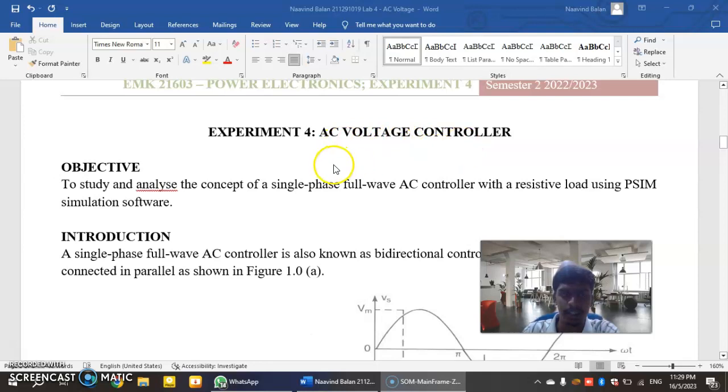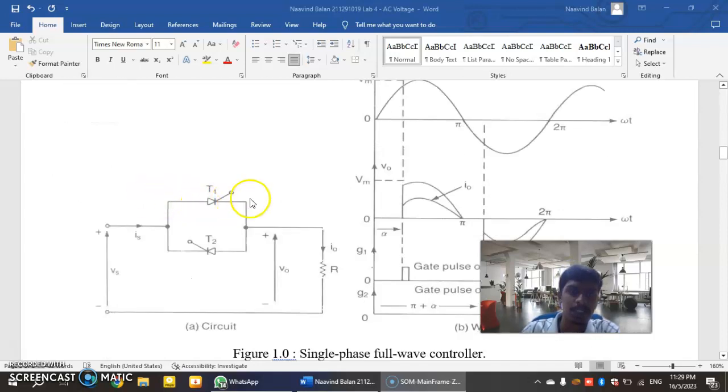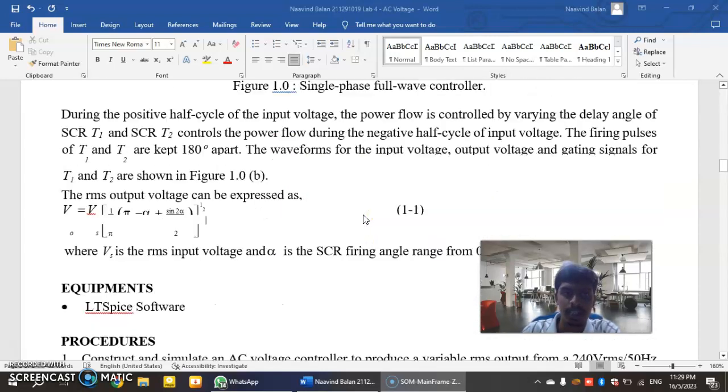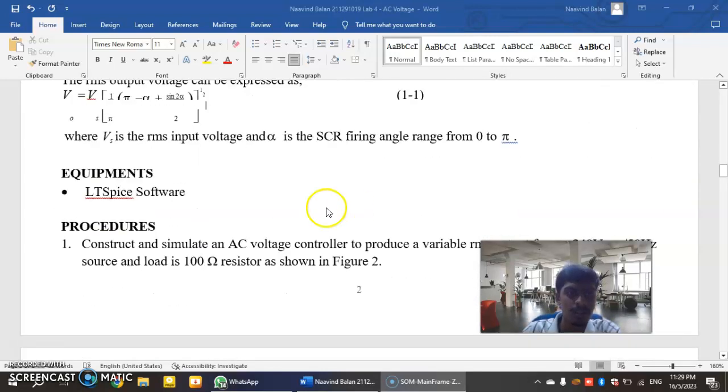In the AC voltage controller, the objective of this lab is to study and analyze the concept of a single phase full wave AC controller with a resistive load using PSIM simulation software. So this is the circuit I built just now.